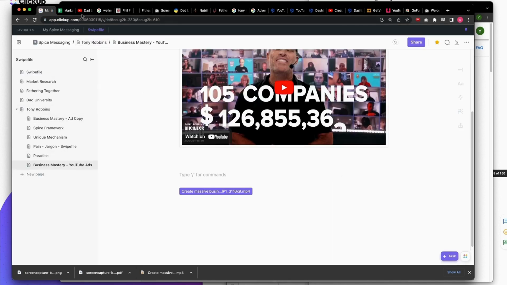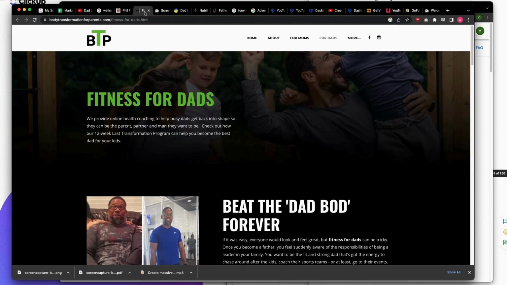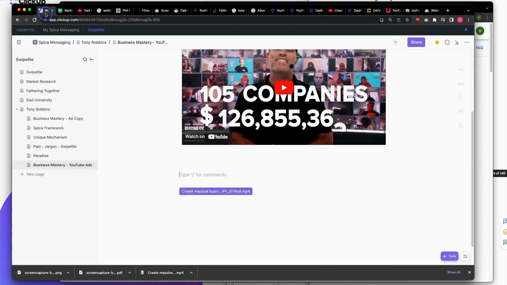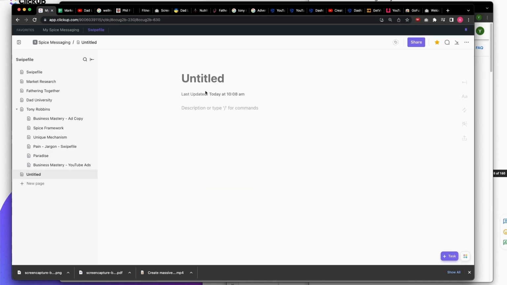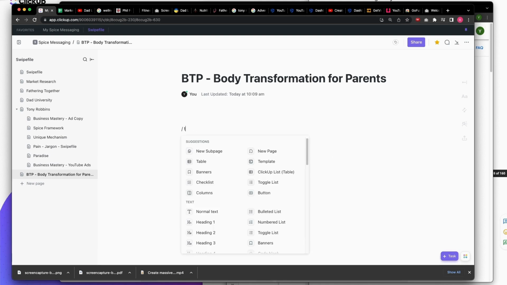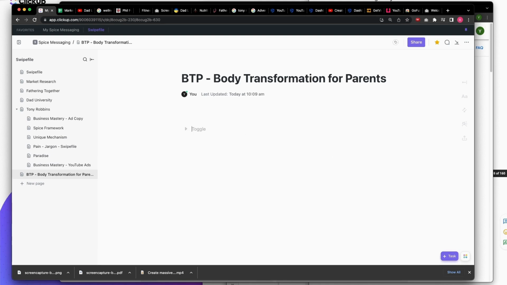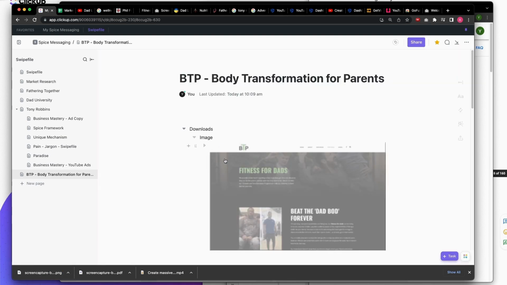And I'm going to go ahead and add this. What was this called? Body transformation for parents. BTB. Okay, let's add a new page. BTB. Body transformation for parents. And then I'm going to go ahead and add a toggle because I don't just want massive. So I'm going to put downloads and then I'm going to put image and then I'm going to put PDF, and then underneath image, I'm now going to go ahead and drag the image.